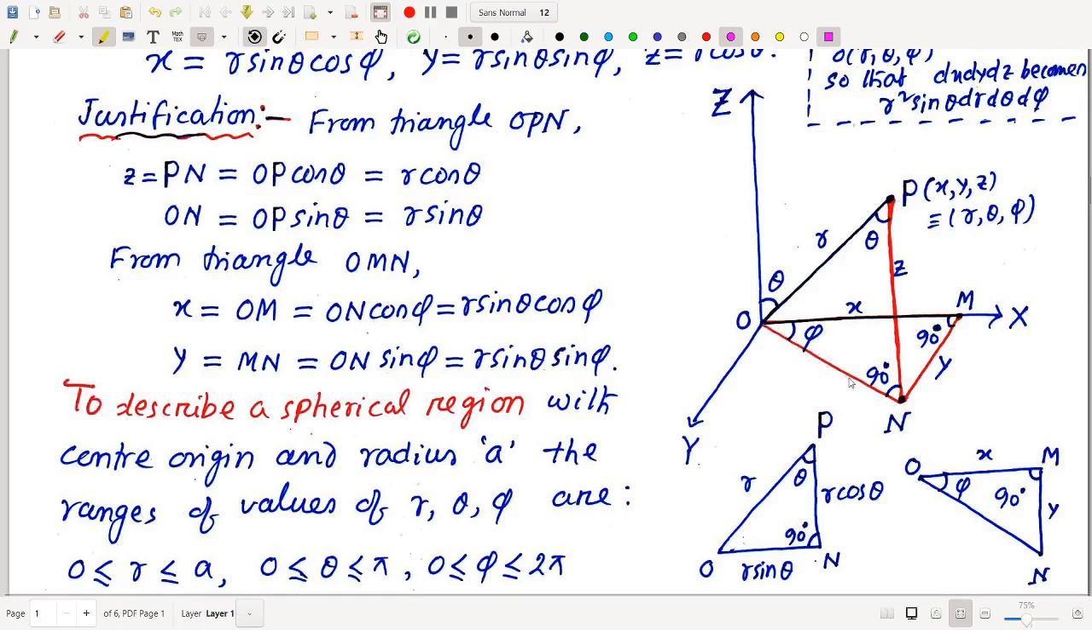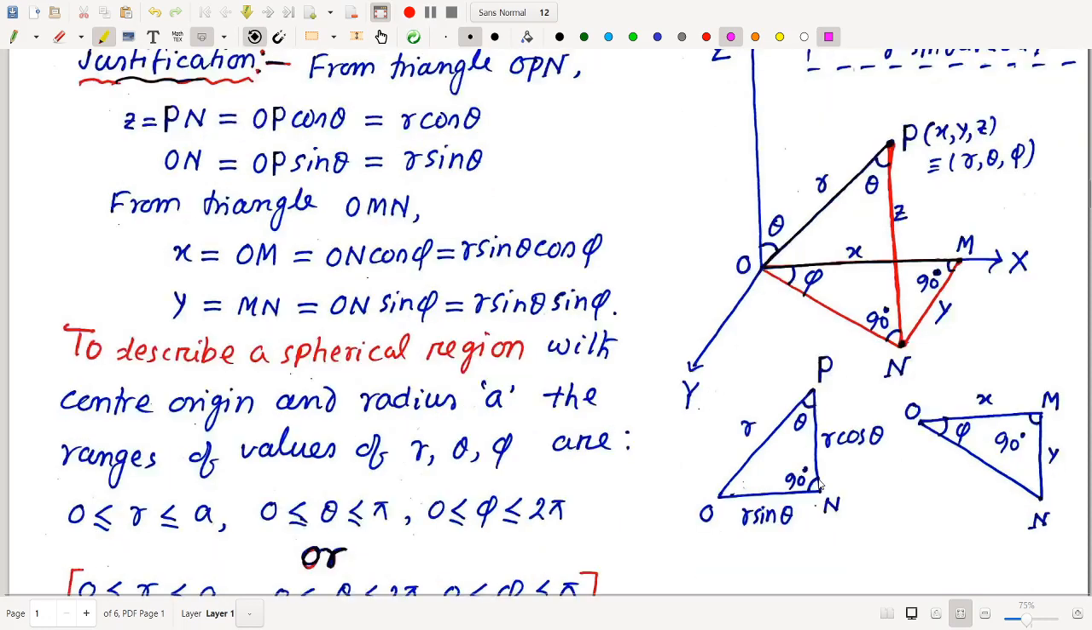So actually angle ONP is 90 degrees. See the figure: ONP is a right angle triangle. Now this is theta, so that is also theta. Here it is theta, and PN is adjacent to theta, ON is opposite. So from this right angle triangle we get PN equal to r cos theta, ON equal to r sin theta.